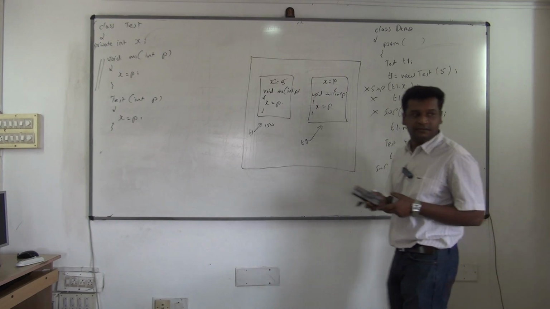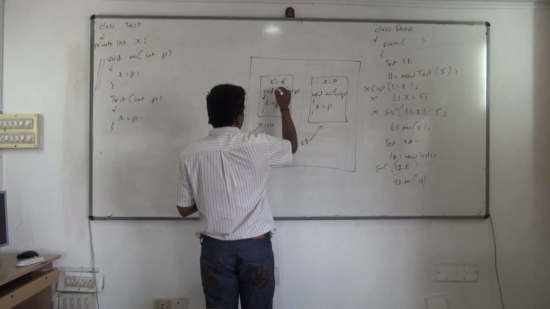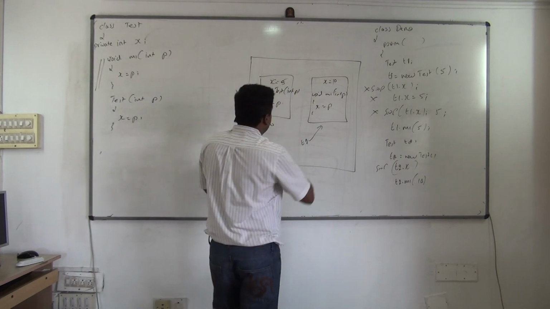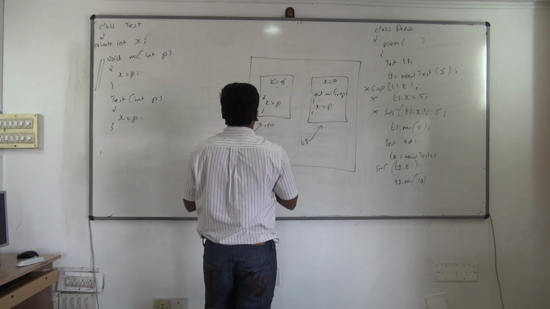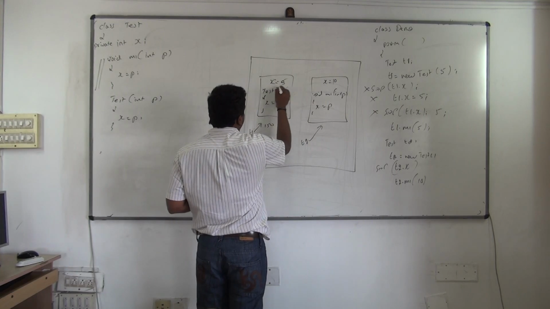What happens now? I'll name this as test now. Assume that I have removed the m1 method. So you have one.